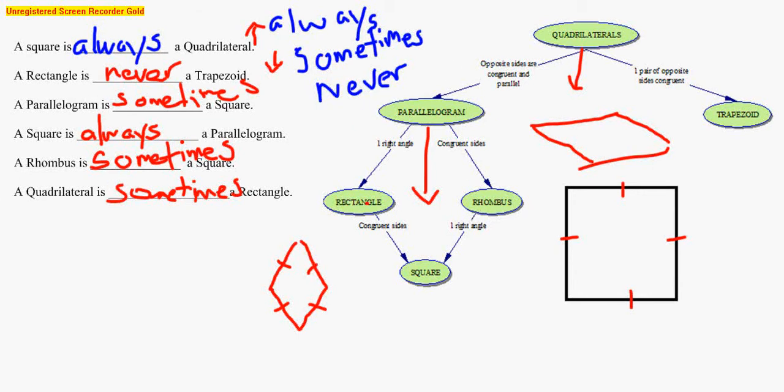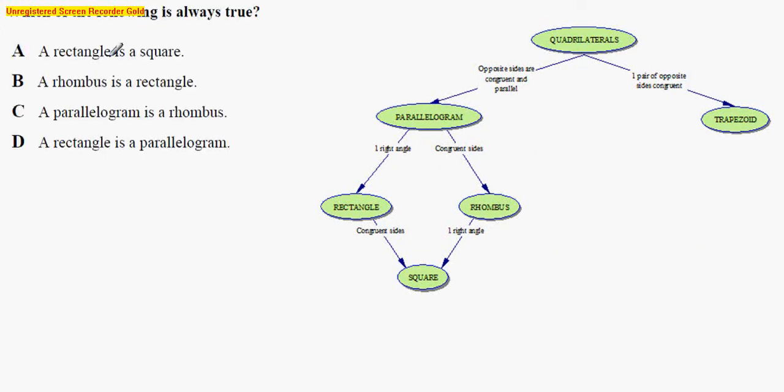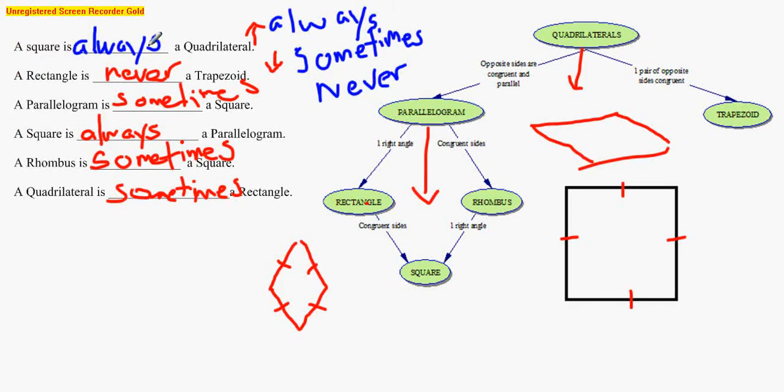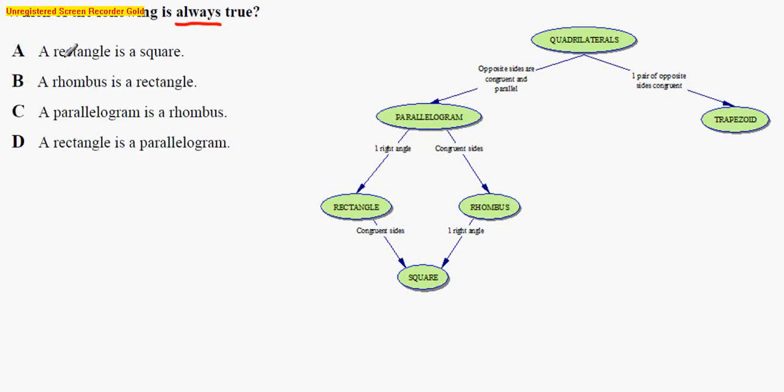Let's look at 2 AMES questions, and then you can practice some of these on your own. Here is an AMES question from a practice exam. It says, which of the following is always true? There's that word, always. If you remember, go back here real quick: always means we're going to go upward, and if it goes upward, we know it's true. Let's look at it. It says a rectangle is always a square. We start at a rectangle, and we need to go upward, but we're going downward to a square. So it can't be A.